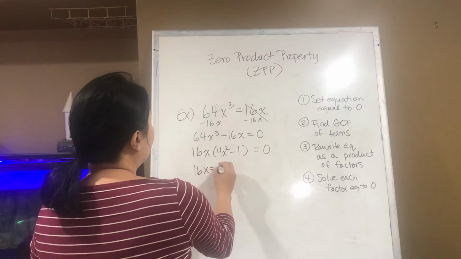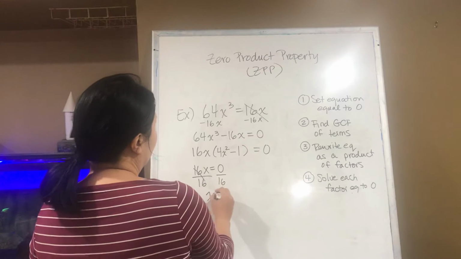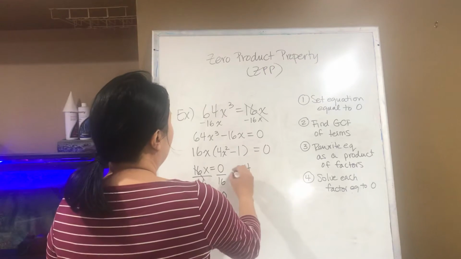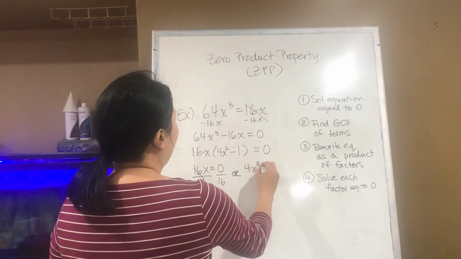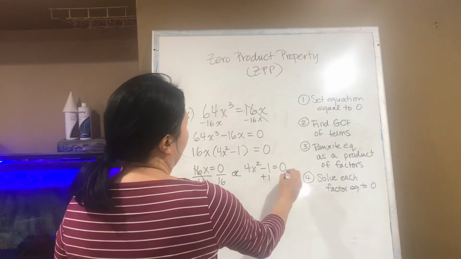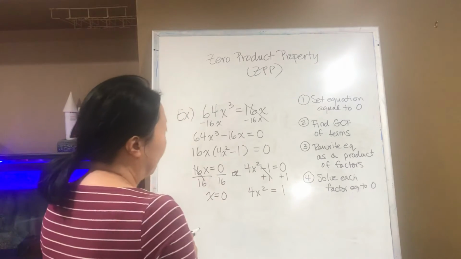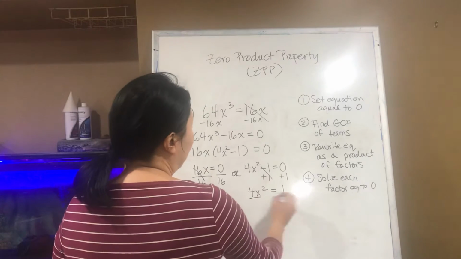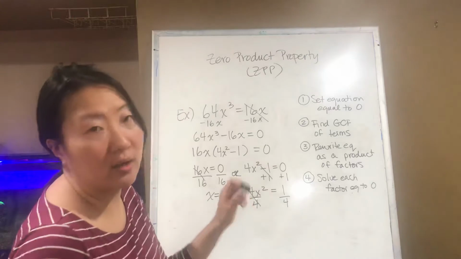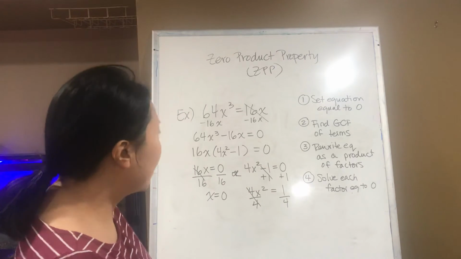So if 16x is equal to 0, I can quickly see that x would have to be 0. So that's one solution. And then on this side, so it's or 4x squared minus 1 is equal to 0. Well, here I would add 1 to both sides, and I would get 4x squared is equal to 1. Now I would divide both sides by the coefficient of 4, and I'm left with x squared equals 1/4. From here, how do I solve for x?